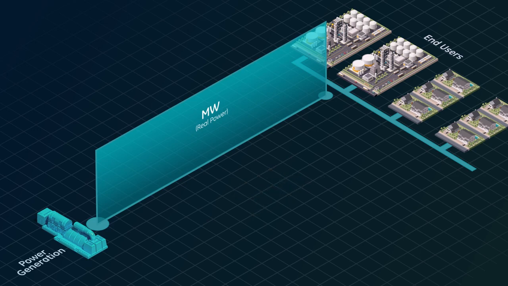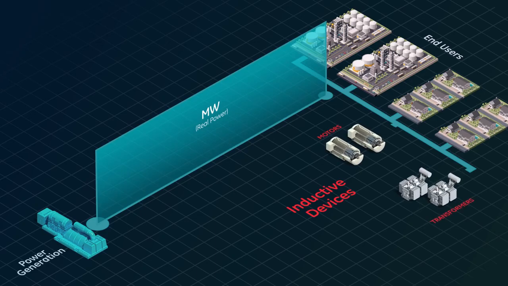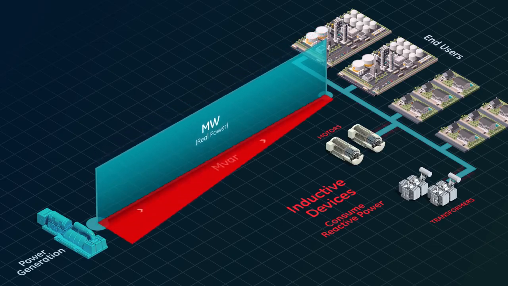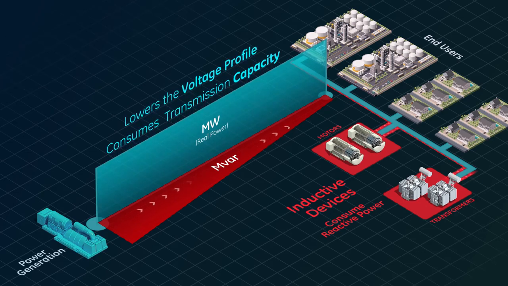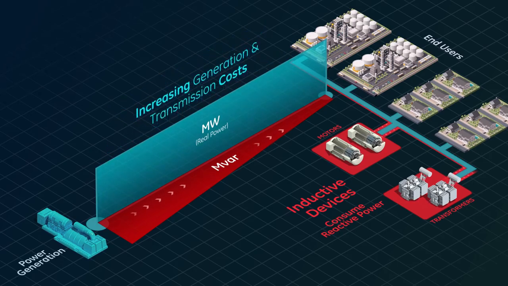In the real world, however, inductive devices such as motors and transformers exist on the system. These devices consume reactive power. The power utility must generate reactive power and send it to the end user. This consumes valuable limited transmission capacity, lowers the transmission voltage profile, and reduces efficiency significantly, increasing generation and transmission costs.